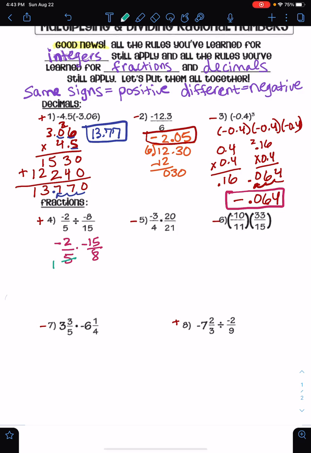5 goes into 5 once, 5 goes into 15 3 times, 2 goes into 2 once, and 2 goes into 8 4 times. So I have -1 times -3, which is +3, and then 1 times 4 is 4. But I know my answer is going to be positive anyways because I have a negative divided by a negative, and anytime the signs are the same, the answer is positive.